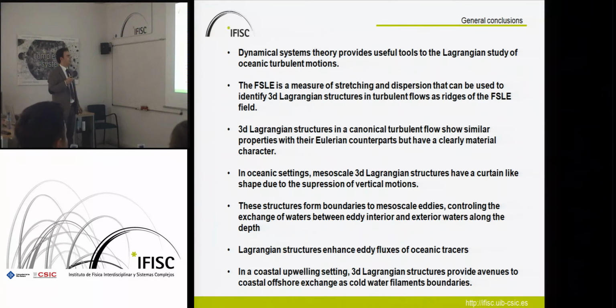And we have seen in these studies of oceanic settings that the mesoscale Lagrangian structures mainly have a curtain-like shape due to the small vertical motions. They form boundaries to mesoscale eddies, and they control the transport in and out of the eddies. They enhance eddy fluxes of oceanic tracers, and they provide avenues to coastal and offshore exchange, as we saw in the example of the cold water filaments.